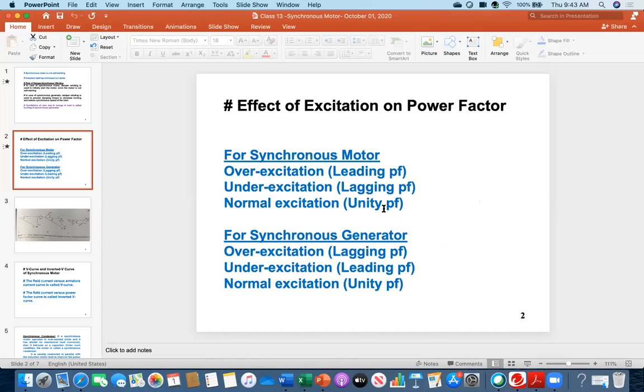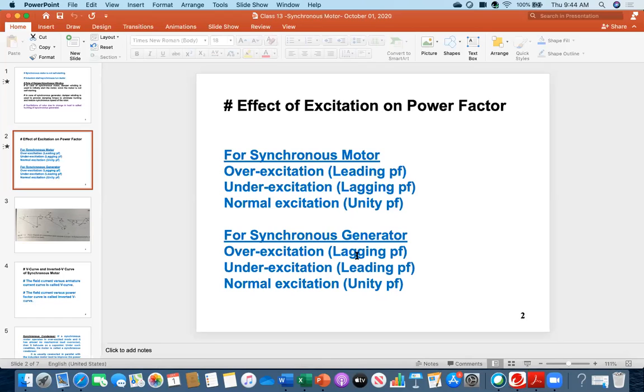You remember that in the case of the synchronous generator, through the vector diagram, we concluded that when the power factor was lagging, it was the over-excitation case, and when the power factor was leading, it was under-excitation. For unity power factor, it is normal excitation. But now, with the help of the phasor diagram, we will see that for the motor, when it is leading power factor, then it is over-excitation. Exactly the opposite conclusion, very confusing.